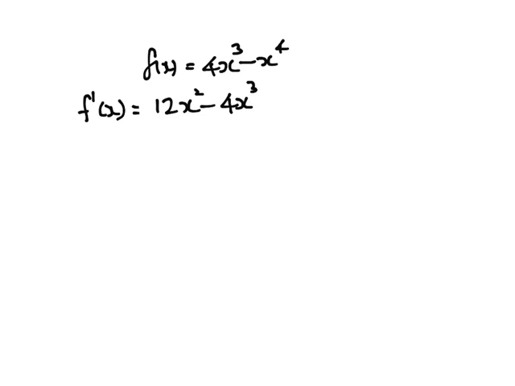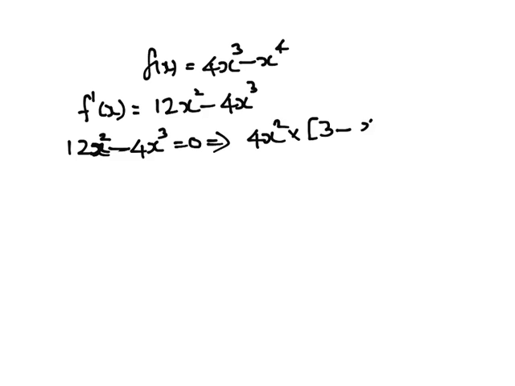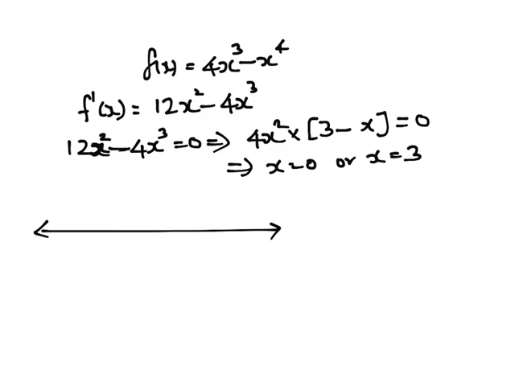Okay, now to find the stationary points, I will equate this to 0. So 12x squared minus 4x cubed equal to 0. So let me factorize it. Let me take 4x squared common. So I'll get 3 minus x equal to 0, which means either x equal to 0 or x equal to 3. So let me draw the number line now. I'll put 0 here, I'll put 3 here.